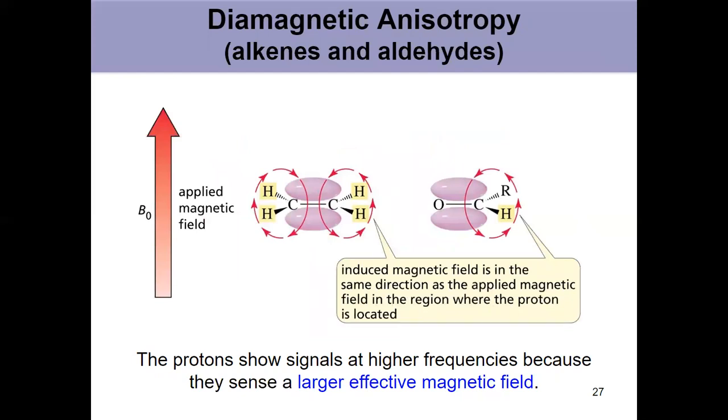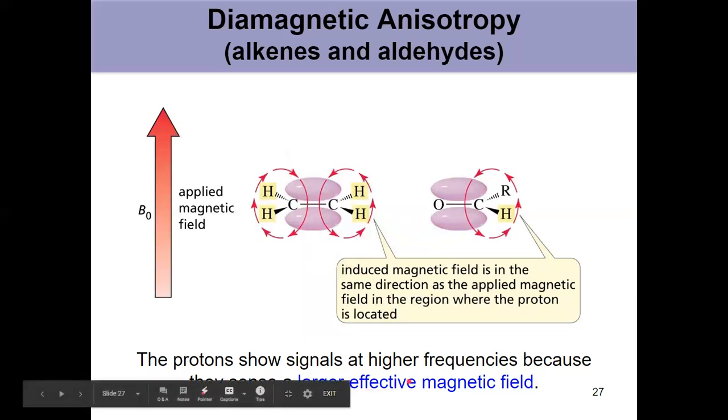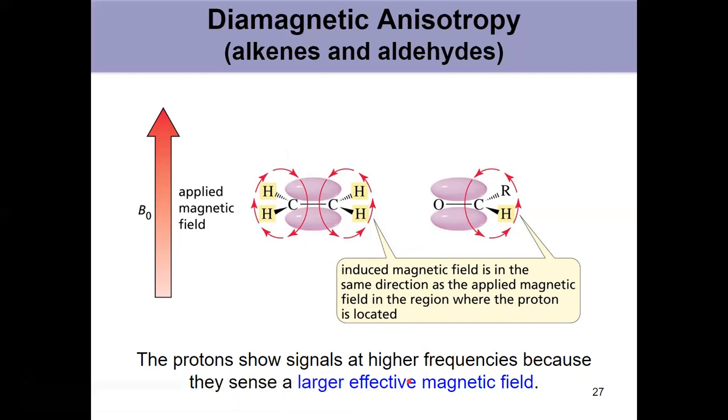Okay? And we see the same effect here. We saw it with benzene before. Now we see it for alkenes and aldehydes. Same thing, those carbons that have pi bonds, diamagnetic anisotropy causes these things to appear at a further chemical shift because they, on their own, are experiencing a larger sensed effective magnetic field.